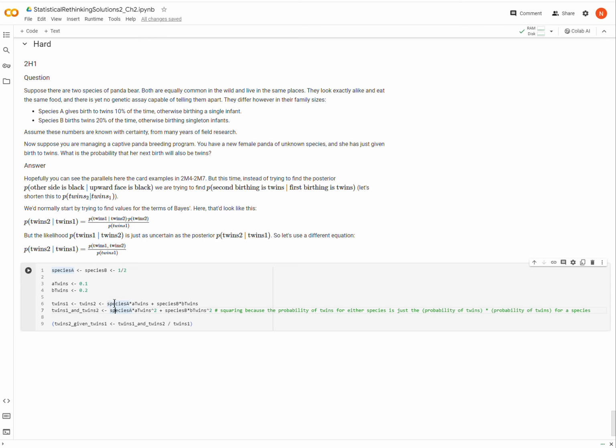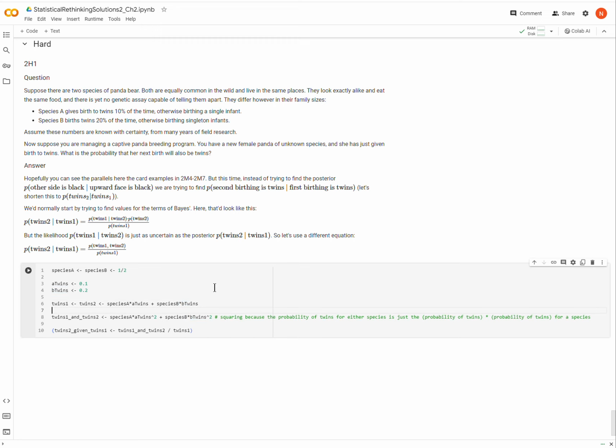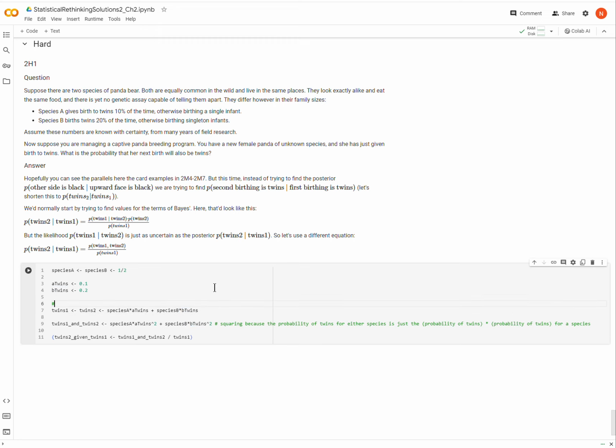And all that is the probability that the species that we have at hand is species A times the probability that species A has twins. So it's the 1/2 times 10%. And then to that, I'm just adding the probability that we have species B times the probability that species B has twins. Okay, so this is our joint probability. Or I'm sorry, this is not our joint probability. This is our marginal probability.